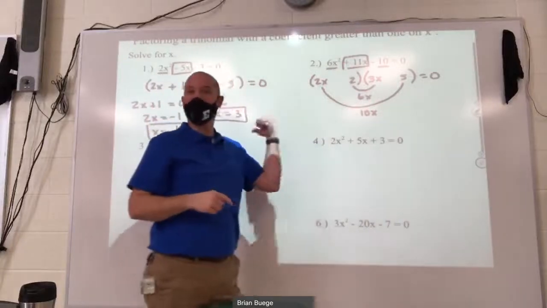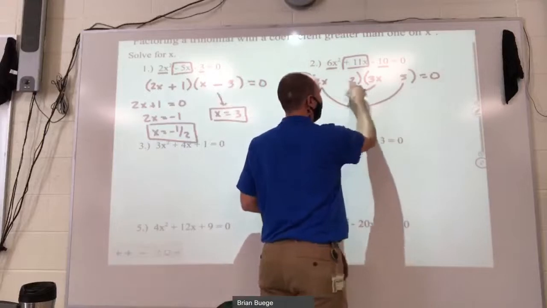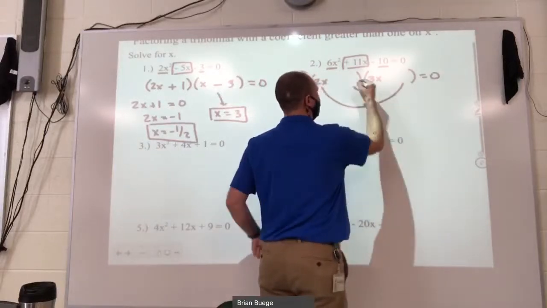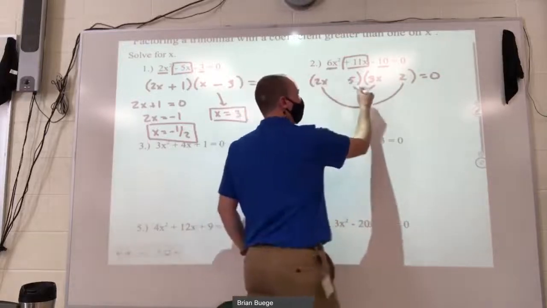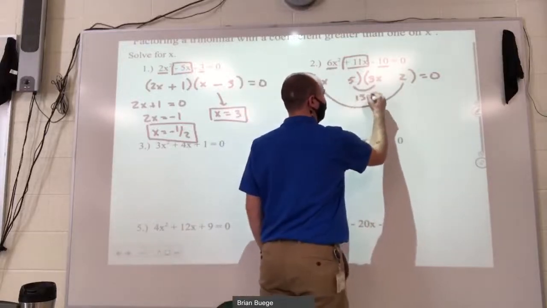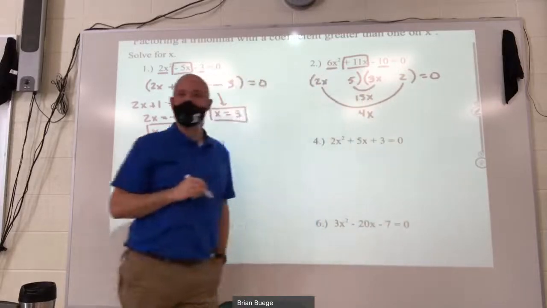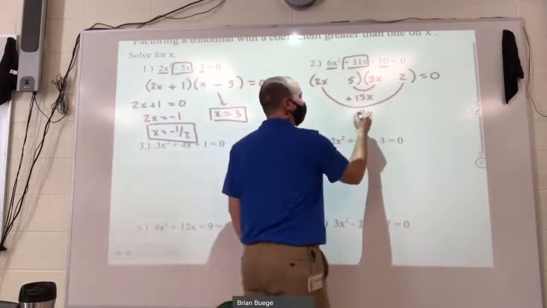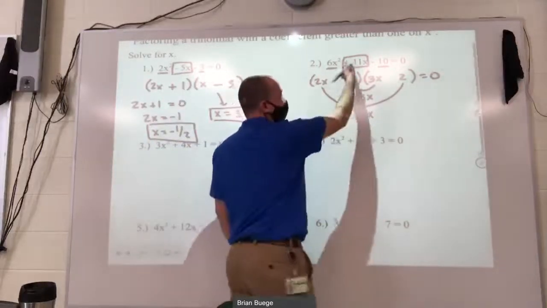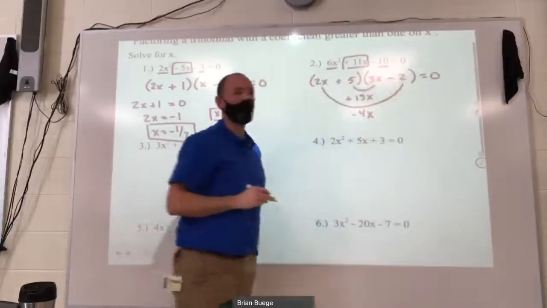Okay, so same thing again. Flip-flop the factors and see if we can get the right combination. So instead of 2 and 5, let's say I try 5 and 2. Now, inside I get 15x. Outside I get 4x. Now can I get 11x out of that? With opposite signs. Positive 15x, negative 4x will get you that. Which means I need a plus sign there and a minus sign there.